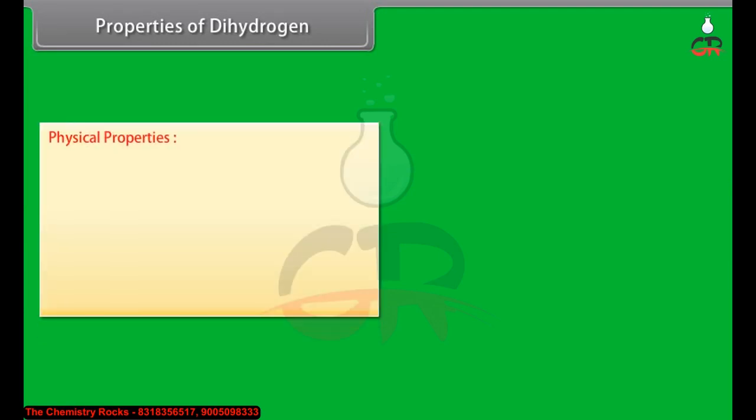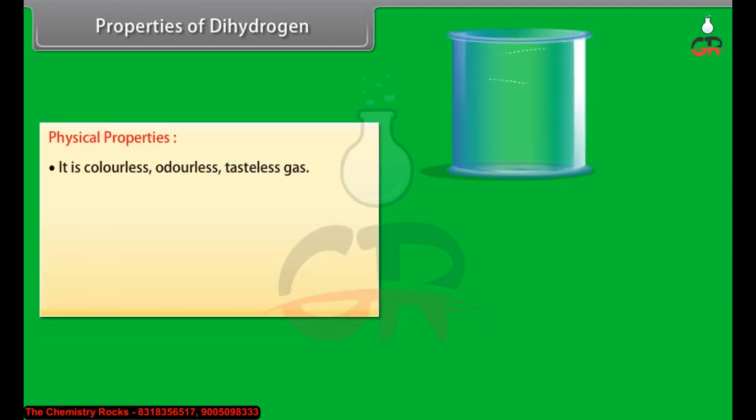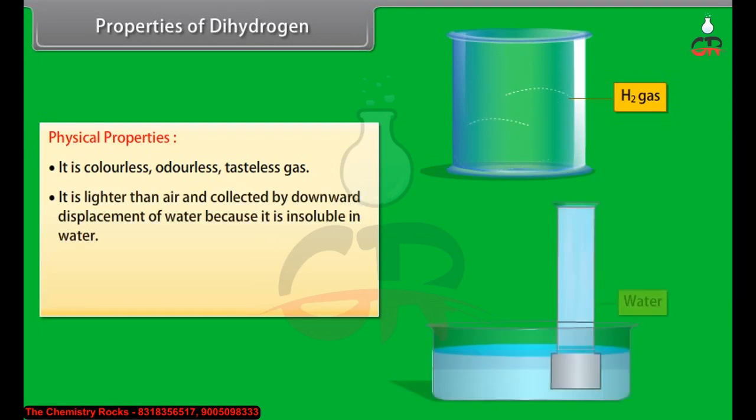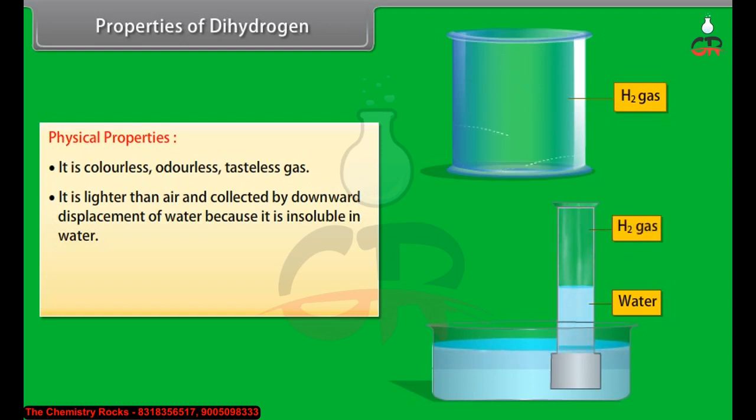It is a colorless, odorless, tasteless gas. It is lighter than air and collected by downward displacement of water because it is insoluble in water. It is highly combustible. It is the lightest of all elements.